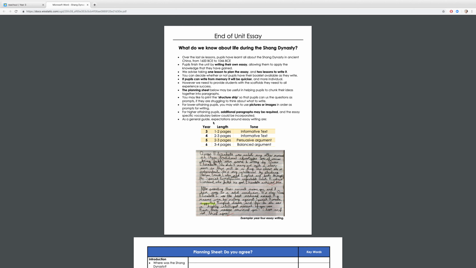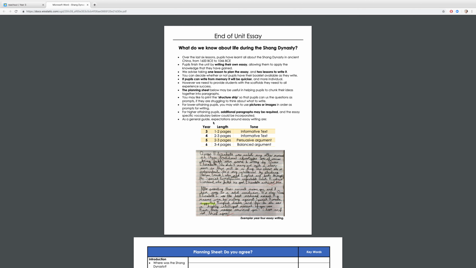Your children now have spent 6 lessons learning all about their particular unit, either the Shang dynasty, the Anglo-Saxons, medieval monarchs or civil rights. And they're ready to apply this now. So they're going to finish the unit by writing their own essay, applying all of that knowledge that they've gained and producing a really high quality piece of writing. We would advise probably spending one lesson to plan the essay together, and then giving the children 2 lessons to write it. Some may not need the 2 lessons, but we've found that sometimes some children need 2 lessons to be able to get everything that they know down on paper.